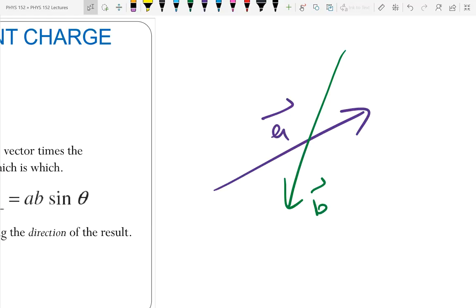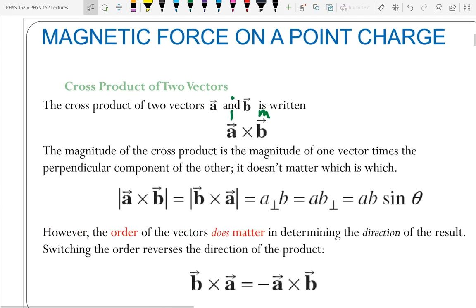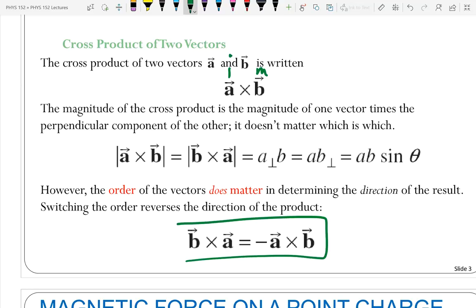Now what if instead of A cross B, I'd done B cross A? If I did B cross A, I have to start with my hand oriented this way. I have to make it so I can make my fingers bend in the direction of A. And what direction is my thumb pointing? Out. So B cross A is the opposite direction of A cross B. So it's really important that you get the direction straight or you'll go the wrong way. Hence this thing at the bottom, B cross A is minus A cross B. The directions are important.